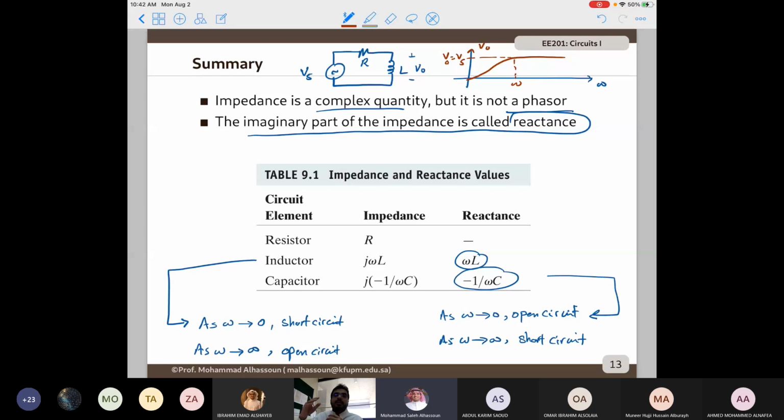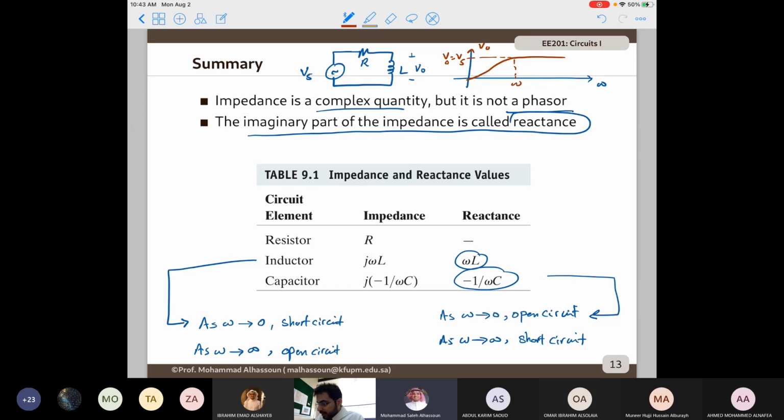So you see that the very low frequency components are attenuated. The very high frequency components are passed as they are. So this looks like a high pass filter. It passes high frequency components and suppresses low frequency components. And we use the fact that the impedance of the inductor changes with respect to frequency.